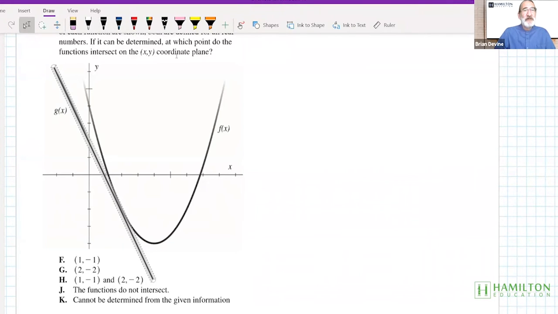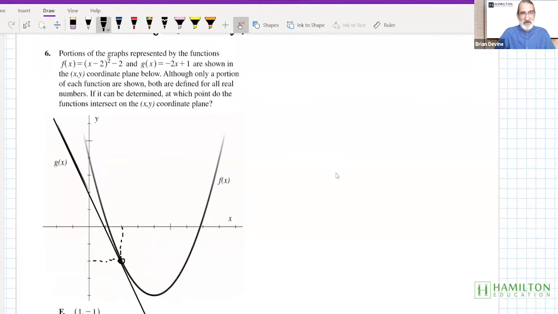Well, if I drop down from this x value, it looks like there's the y value. Well, -1, -1, 2, -2, it's not doing both of those. I can see a point of intersection. I can visualize a point of intersection. So now I'm going to go to the equations, because f of x and g of x have to be the same at the same x.